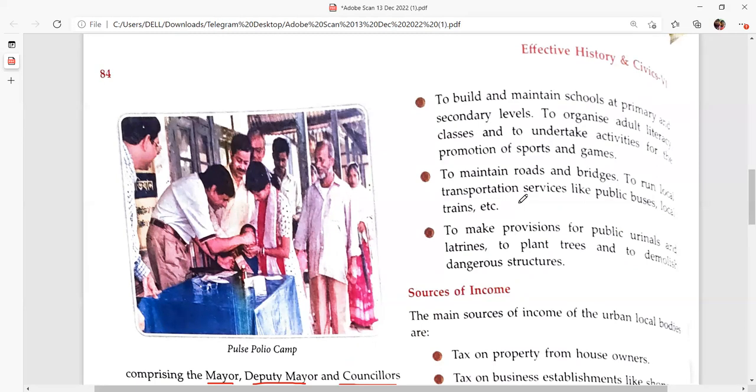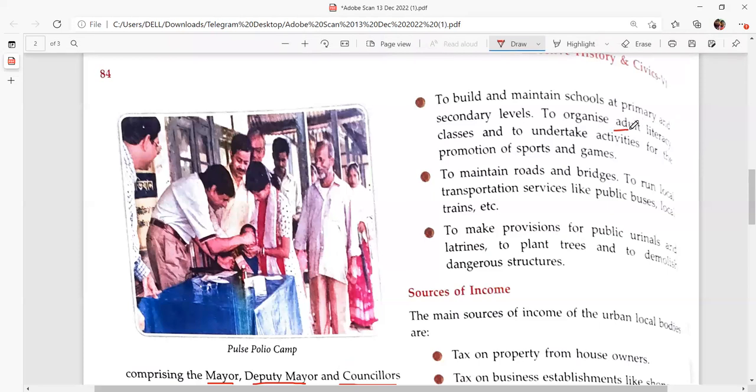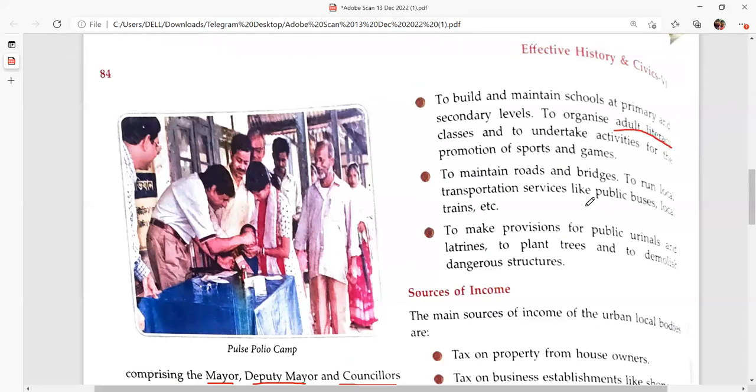Okay. To organize adult literacy classes. Yes, adult literacy, because in our India, many of the adults who were born before independence have been illiterate for a long time. So they need to become literate and get a good quality education. Okay, so every municipal corporation should promote adult literacy classes. Okay, and sports and games too. To maintain roads and bridges, yes.